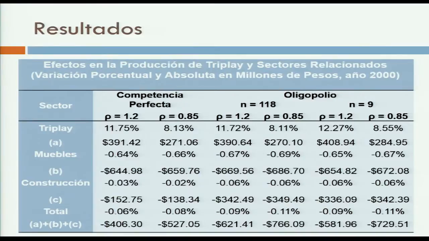And then what I did was to see how the plywood sector would be affected. And I found that their production would increase between 8 and a little over 12% with the imposition of this safeguard. And then what I analyzed was how the two sectors that are most related to plywood would be affected. The first is the furniture industry, where there would be a fall in production of 0.64%, 0.67%.